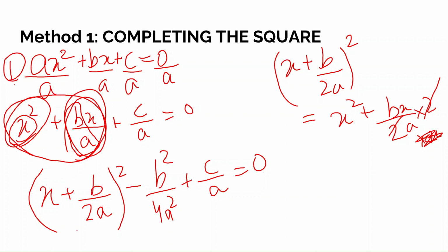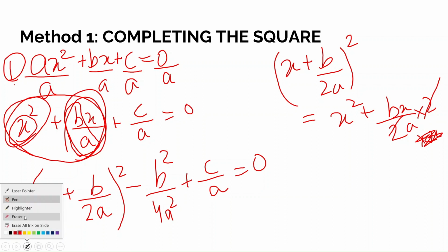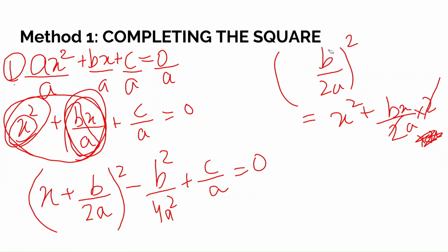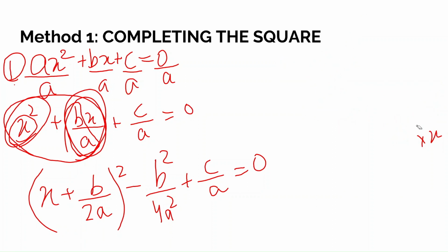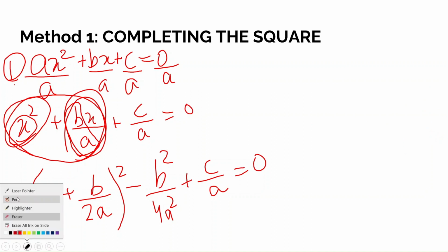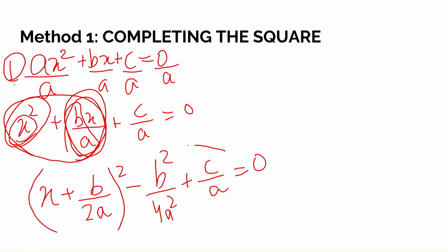Now, after coming this far, the only thing we need to do is make x over here the subject of the formula. And to do that, we are not going to expand the square. We are going to use the square root method. So we are going to take this over here to the other side, square root, plus minus, and subtract b by 2a.